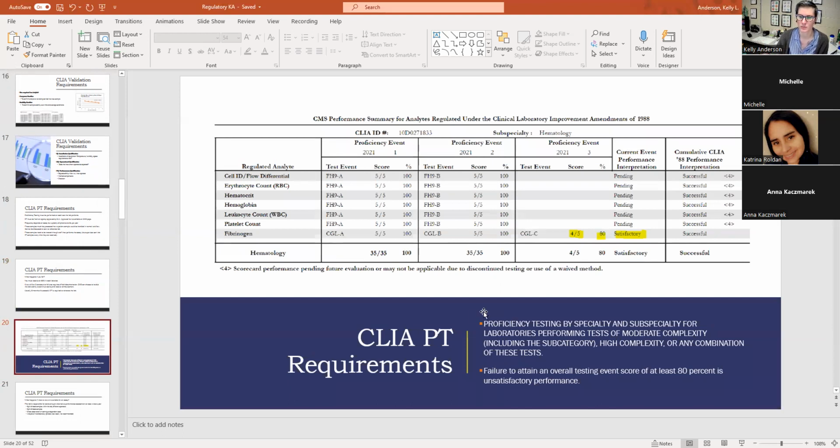And here's an example. CAP is really nice. They'll give you a little scorecard for each specialty. So this one's in hematology, and they'll list all the tests that you do on the left, and then they'll list each event. So in 2021, this is our first kit, our second kit, and our third kit. We got 100 on the first shipment, 100 on the second shipment, but then we got an 80% on the third shipment. So that is still satisfactory because you just need to make an 80. So overall, we were successful in hematology.